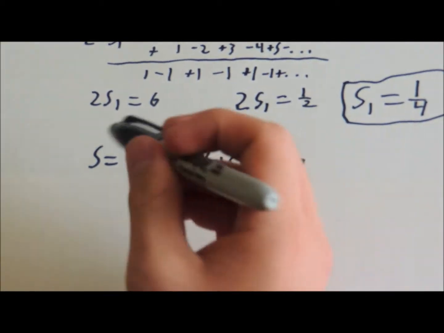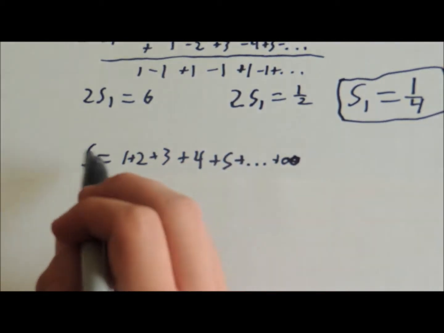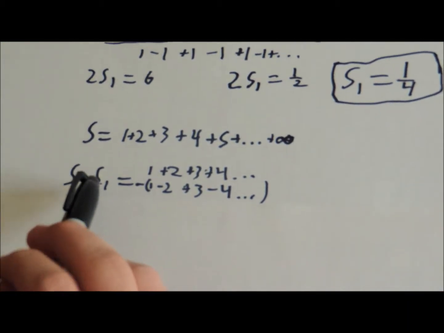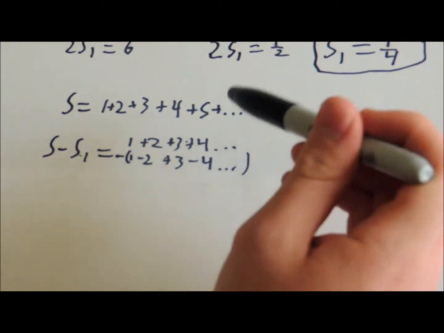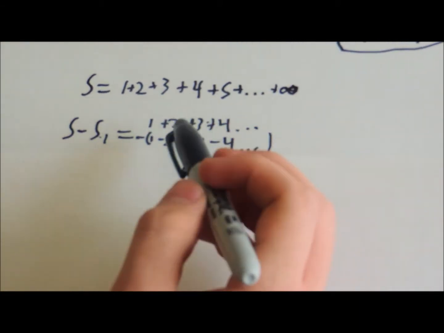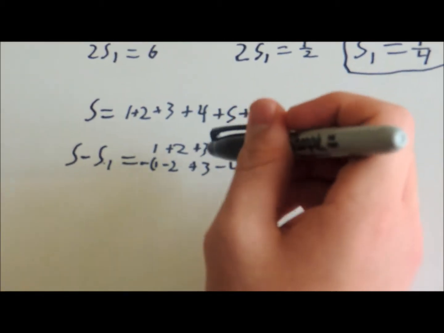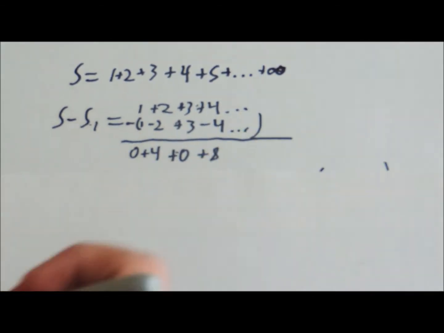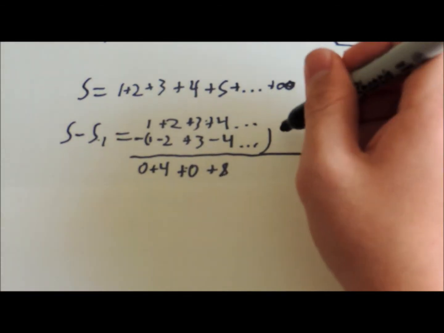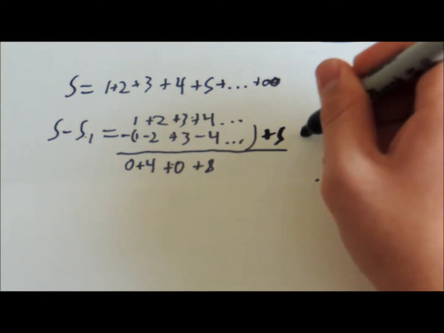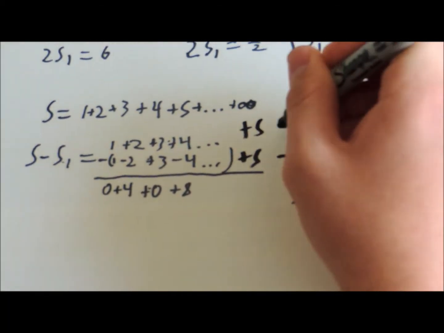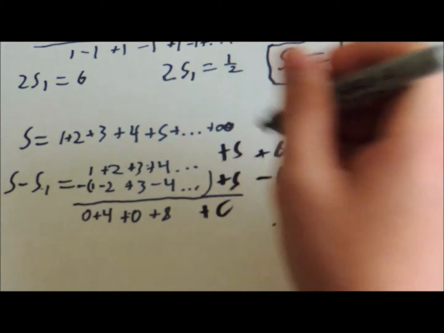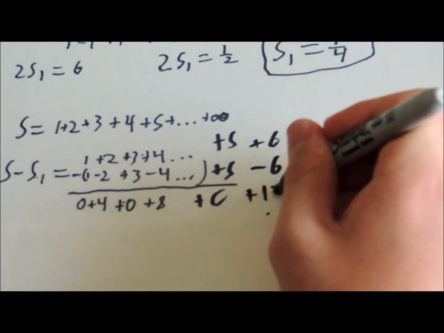So how does this help us? To find our series, we're going to label the sum of all natural numbers as s. And you can set it up as s minus S1. So 1 plus 2 plus 3 plus 4 going to infinity is equal to minus 1 minus 2 plus 3 minus 4, which is equal to 0 plus 4 plus 0 plus 8. And you can prove that even further if I add plus 5 minus 6, which gives plus 5 plus 6. So when you subtract that, it's equal to plus 0. And when you subtract, it changes, so plus 12.